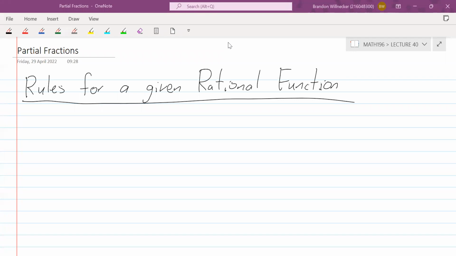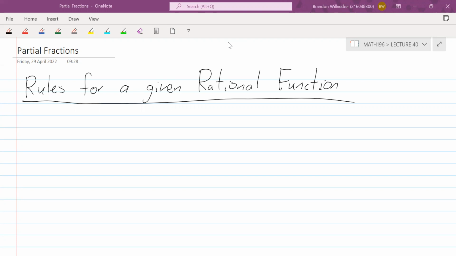Okay. So I hope everyone watched the last lecture on what to do if the degree of the numerator is bigger than the degree of the denominator. So if I give you a rational function, before you do any work, you need to check that. If the degree of the numerator is greater than the degree of the denominator, you have to do that polynomial long division first. Please just keep that in mind. This is going to be the second step after you check that.